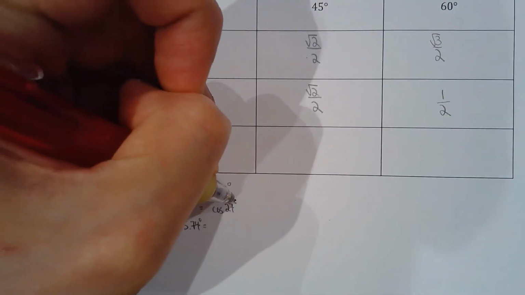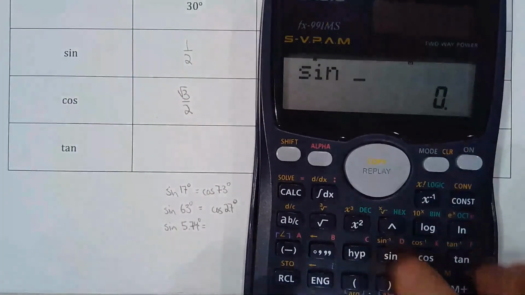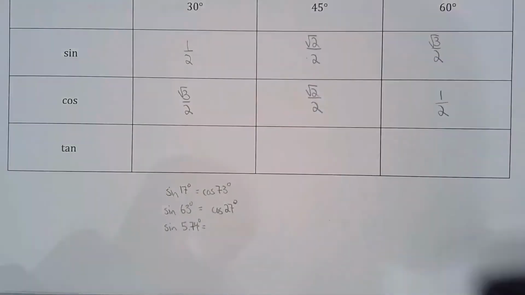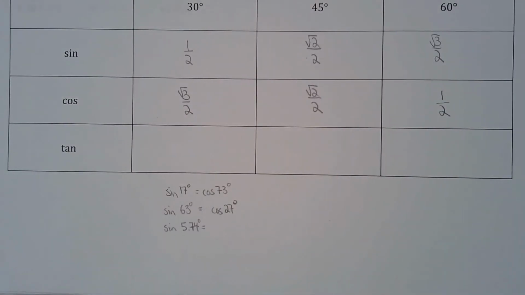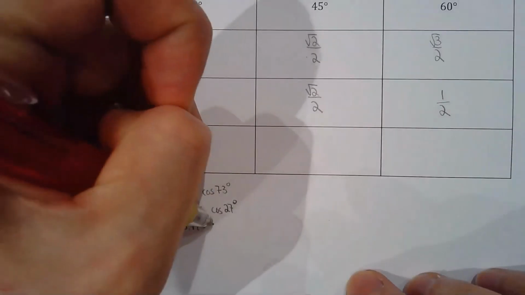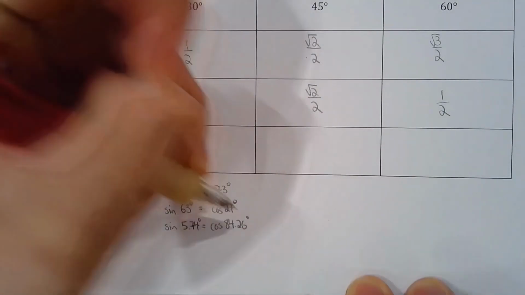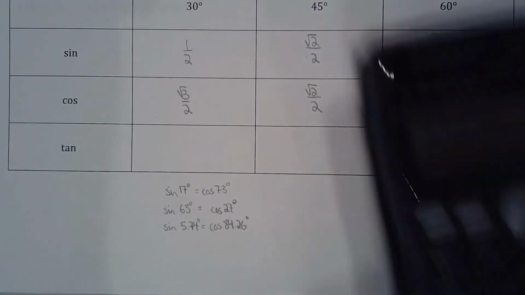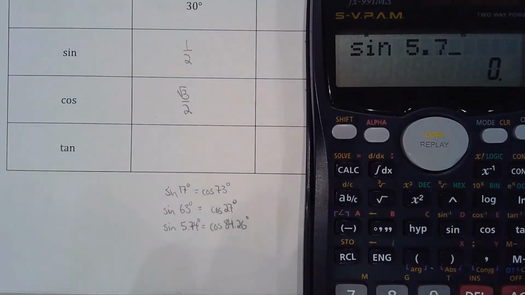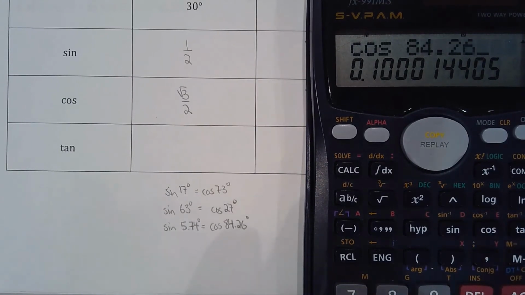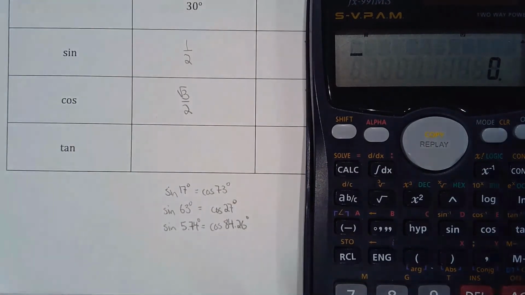Let's do a quick check. Sine of 63, cos of 27. Hey, perfect. Now, whoa, what about 5.74? Let's write down cosine of 84.26. Let's check it out. Sine of 5.74. No way, is it going to work? Of course it's going to work.